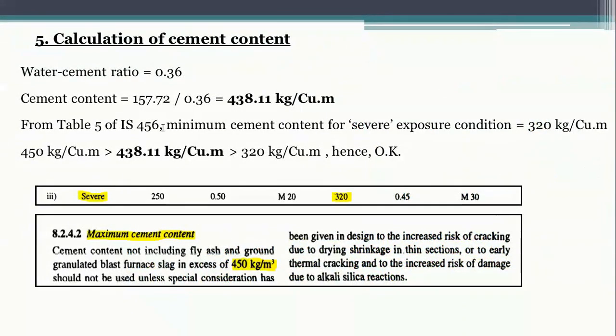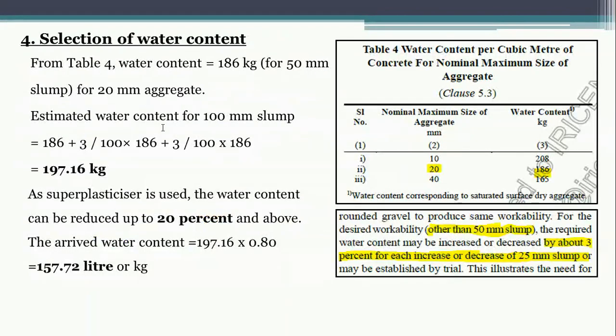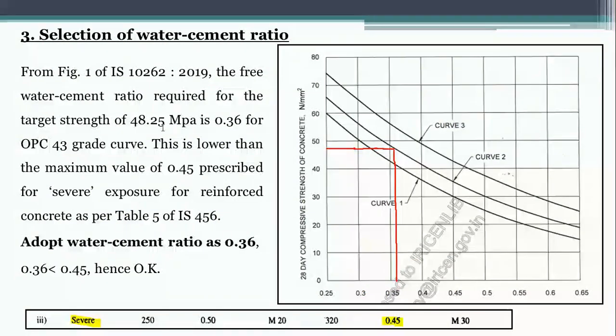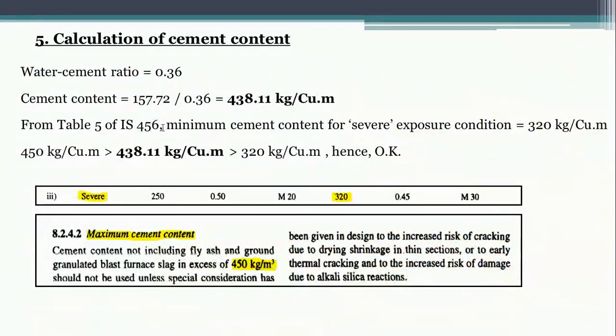Next is cement content. The adopted water cement ratio is 0.36. So cement content is equal to water content divided by water cement ratio. So 157.72 is the water that we have taken after reducing by 20%, and 0.36 is the adopted water cement ratio. So 157.72 divided by 0.36, you will get 438.11 kg per meter cube.